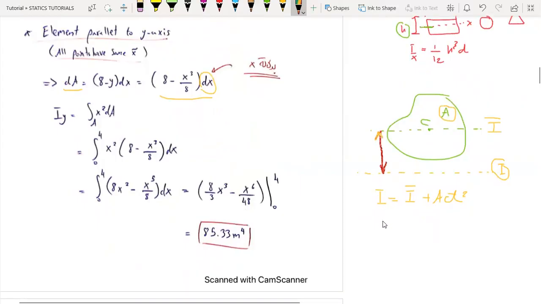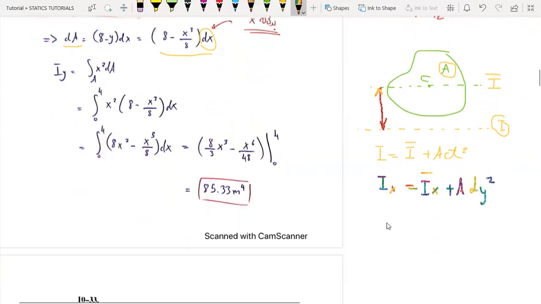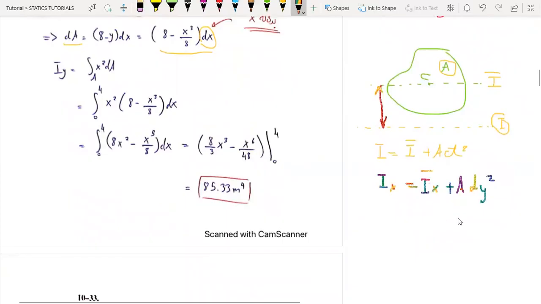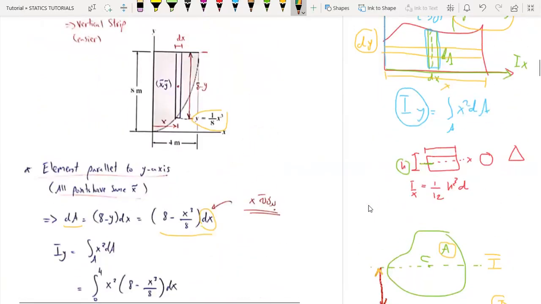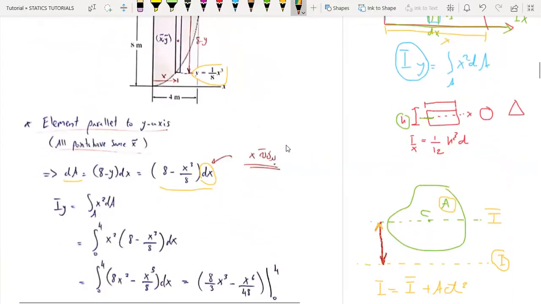So we can say, in terms of x, Ix equals Ix bar plus A dy squared. And similarly, Iy equals Iy bar plus A dx squared. And we have the polar moment of inertia J, which equals Ix plus Iy.